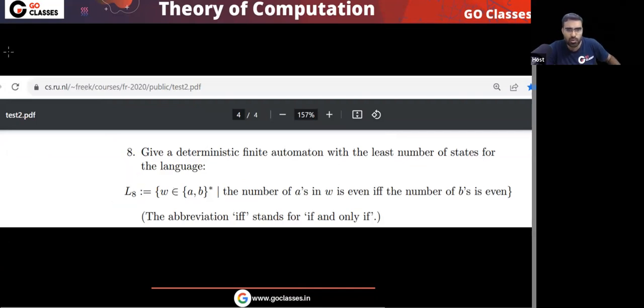This language is given to you. The language is saying the number of A's in W is even. This will happen if and only if this will happen. Remember, IFF means if and only if. Now you tell me one thing: P if and only if Q, when is this true?